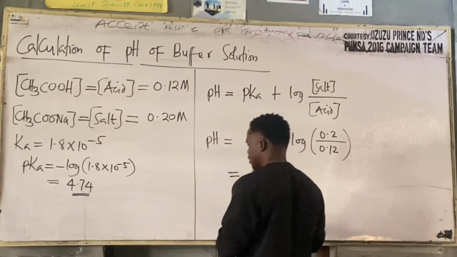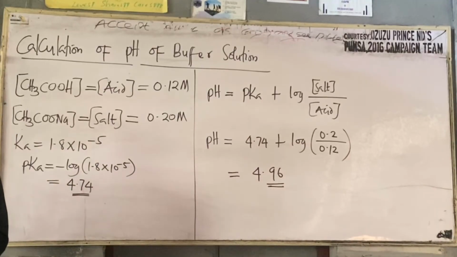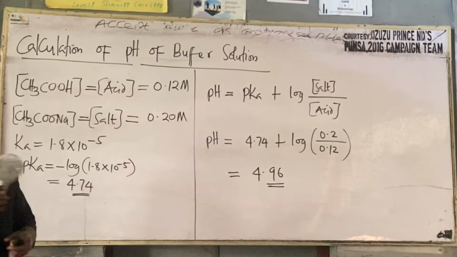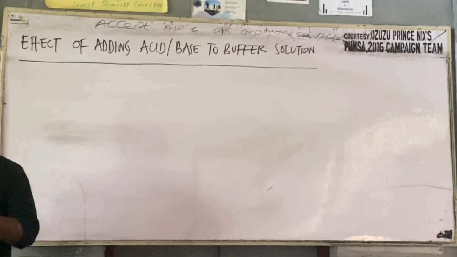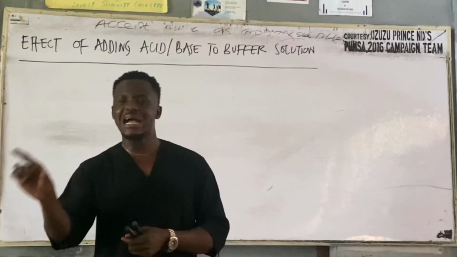4.96. So that is the pH of that buffer. But most of the times they might actually ask you to solve for the pH of the buffer when an acid is added. But let me just use this to explain something now. What would be the effect of adding a small amount of an acid to a buffer?